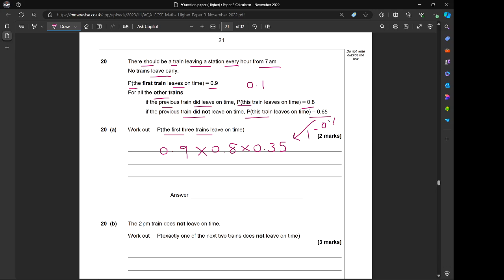The reason for that, guys, is because if you read carefully, it says if the previous train did not leave on time, the probability that this train leaves on time is 0.65. But we're assuming that the previous two obviously left on time. So that's how I get my answer. So let's work it out.